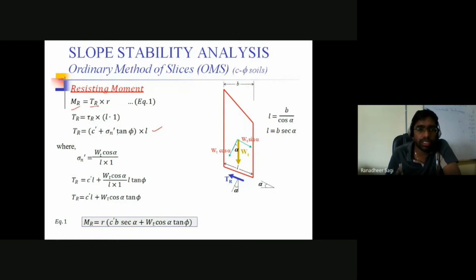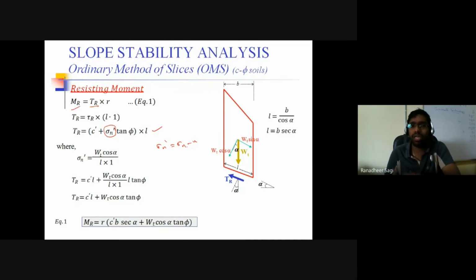So what does this sigma n dash here refer to? Generally, sigma n dash is nothing but sigma n minus u. If the effect of pore water pressure is 0, then sigma n dash is nothing but sigma n. In case the soil is in a submerged state, then we are required to consider the effect of pore water pressure also, and accordingly we write the expression for sigma n dash, which comes out to be sigma n minus the pore water pressure.